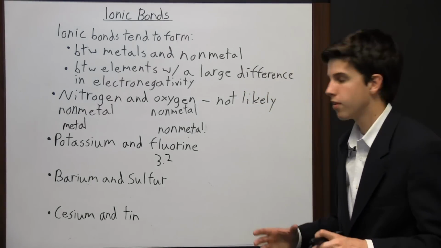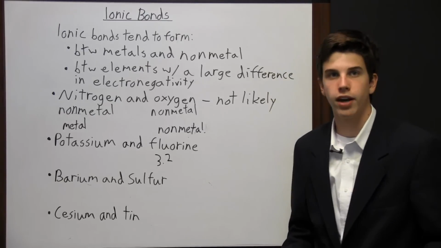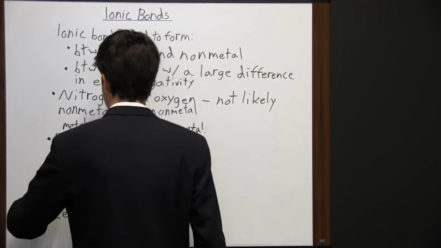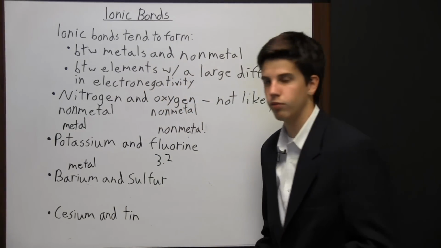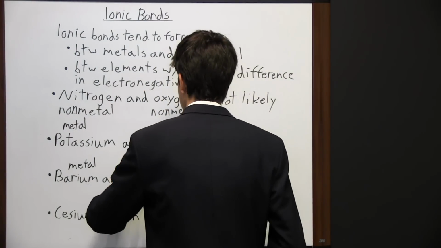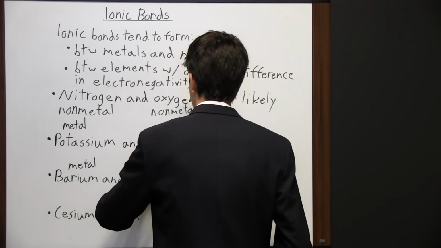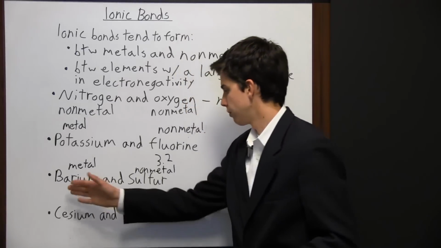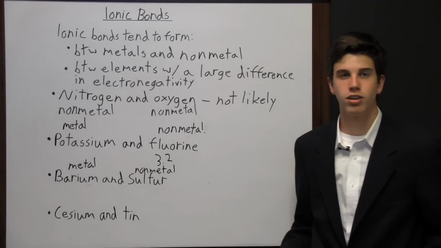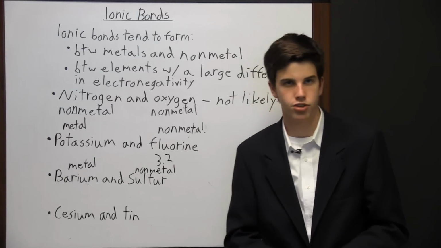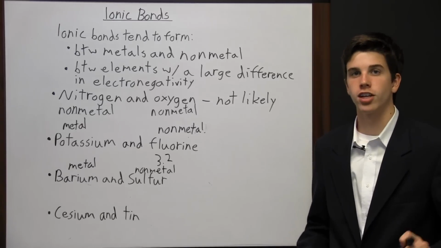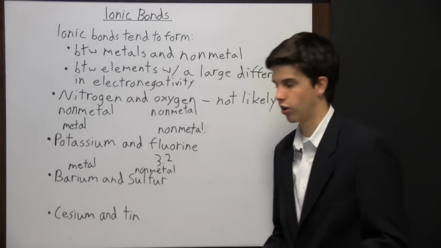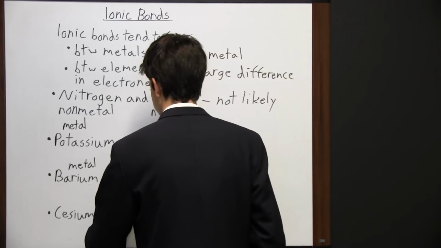Now here we have barium and sulfur. Barium is a metal, and sulfur is a nonmetal. So here we have a metal and a nonmetal. We're doing good so far, so they're likely to form ionic bonds, specifically barium sulfide. And in addition to that, their electronegativity difference is moderately large at about 1.6.